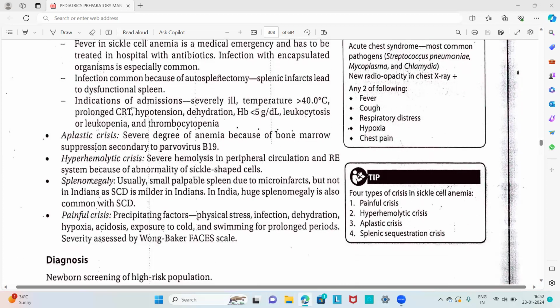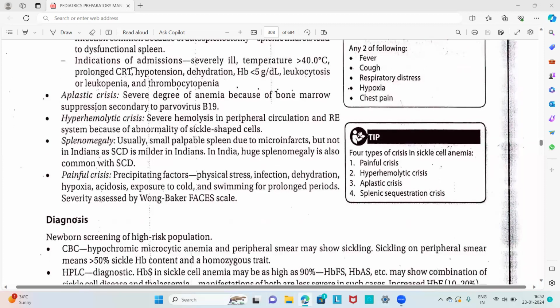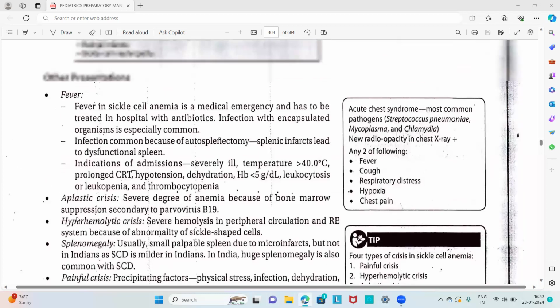Then we have splenomegaly as another feature, usually a small palpable spleen due to microinfarcts, but not in Indians, as sickle cell disease is milder in Indians, but in India, huge splenomegaly is also common with sickle cell disease. Then about the painful crisis, there will be precipitating factors like physical stress, infection, dehydration, hypoxia, acidosis, exposure to cold and swimming for prolonged periods, and severity is assessed by the Wong-Baker Faces scale. So that is all regarding the clinical presentation.